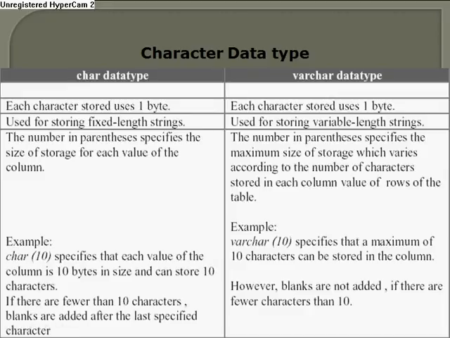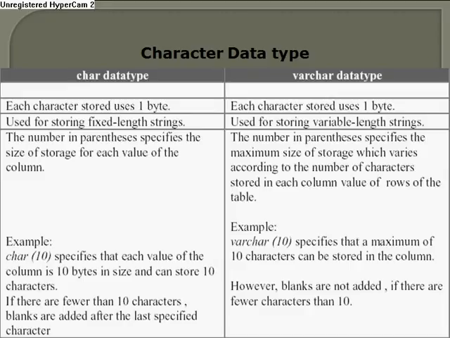If there are fewer than the 10 characters, blanks are added after the last specified character. Means suppose the size is 10, but I have stored only a 5 character value in this field, and the remaining 5 characters are stored as blank space.